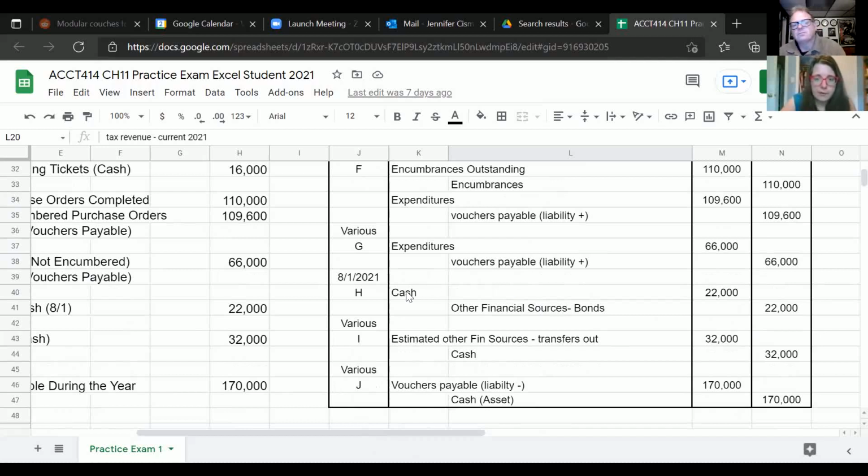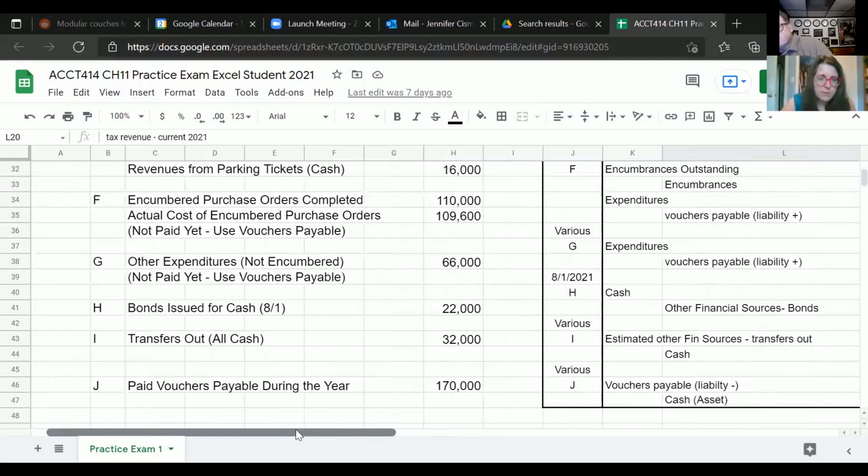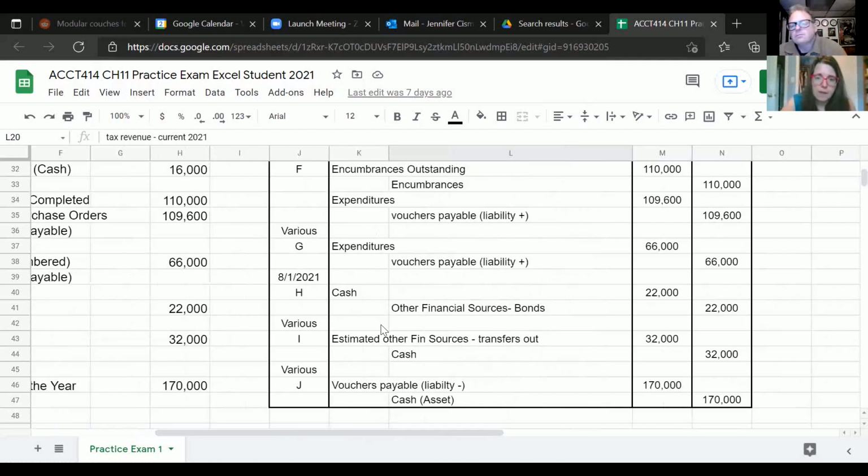for paying that out. For Part H, we have cash from bonds. So they debited the cash and credited bonds. Correct. Bonds issued for cash. Oh wait, no. Should that be switched out? No, that shouldn't be switched out. Right. H, I debited cash and credited bonds. Is that correct? That is correct. Okay. Perfect. I just got a little confused there for a second.